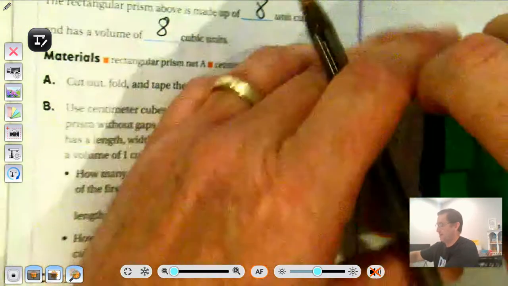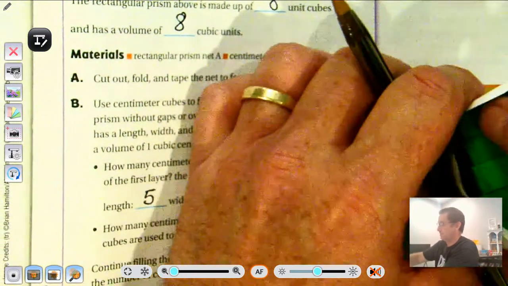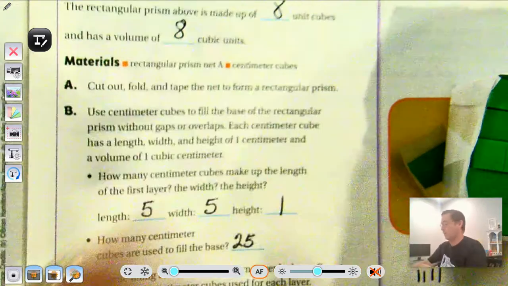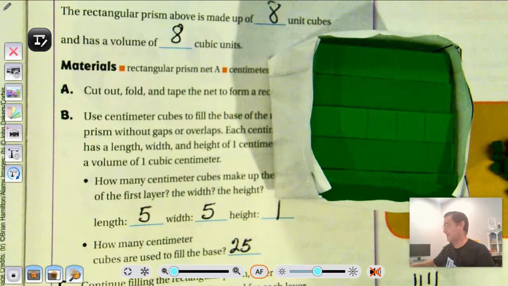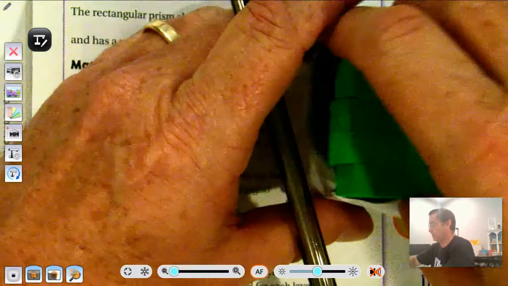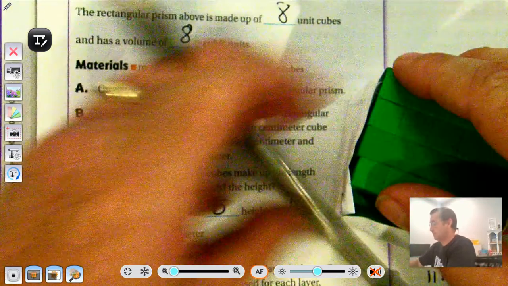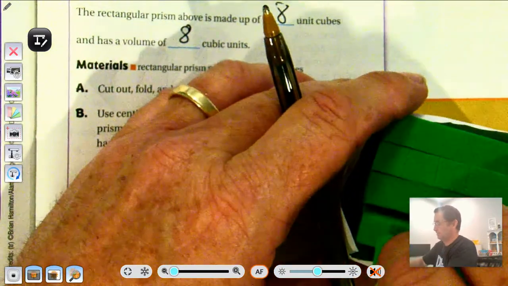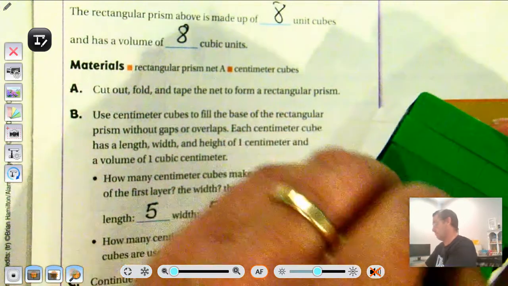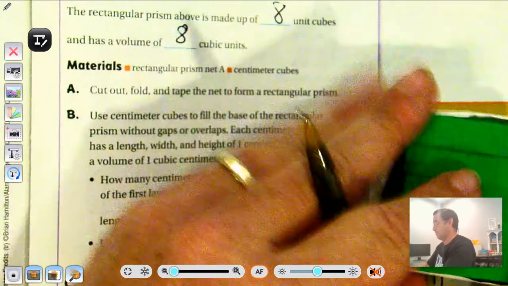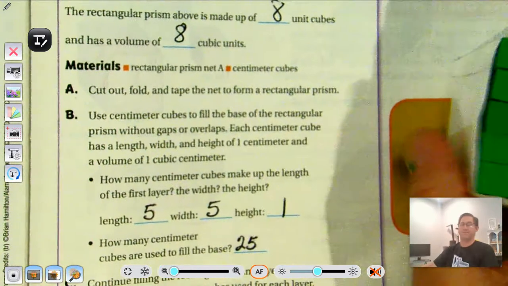I still have space, so I'm going to add another layer. All right, now we're at 4 levels of 5 by 5. And it looks like I have enough space for one more layer. Okay, so yeah, I have 5 layers of 5 by 5.